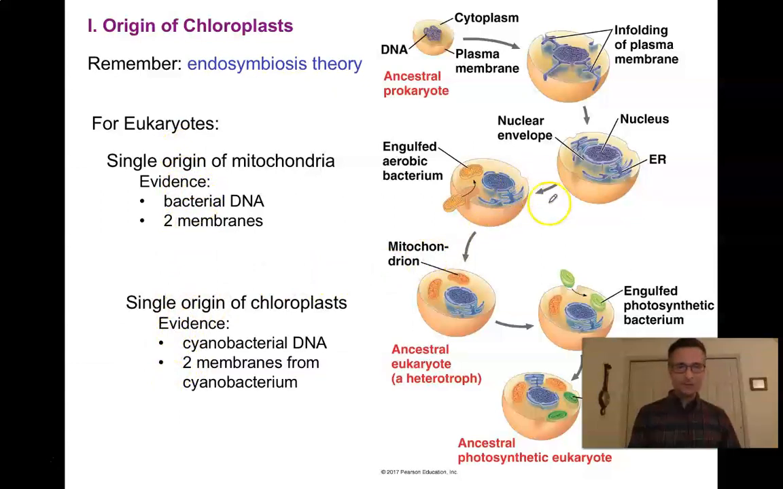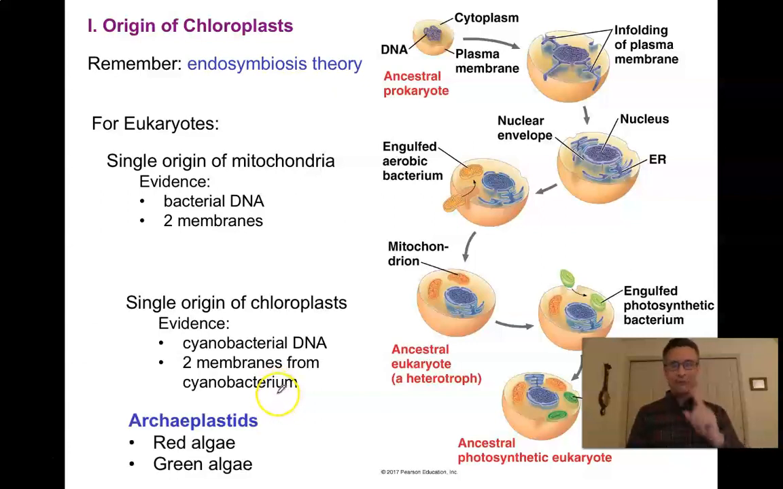Okay, so here's our little picture from your textbook figure of some sort of cyanobacterial ancestor being engulfed by a larger eukaryotic cell, and now we have a structure that we would refer to as a chloroplast that can multiply inside the host cell, and of course provides the host cell with carbohydrates from photosynthesis.